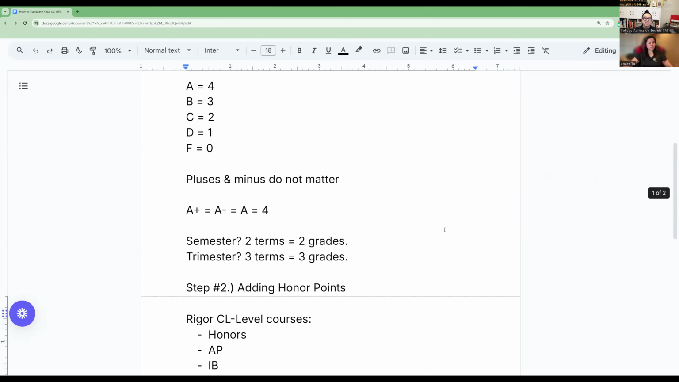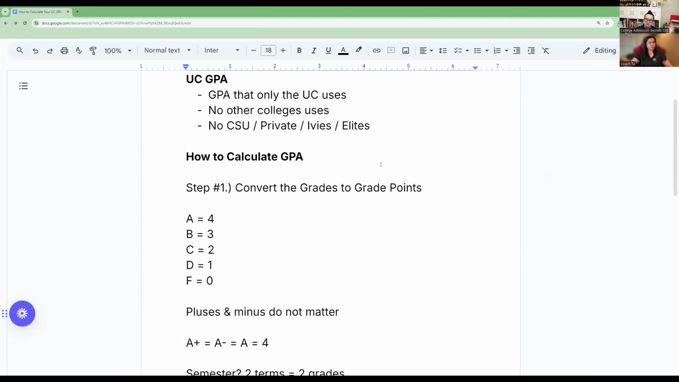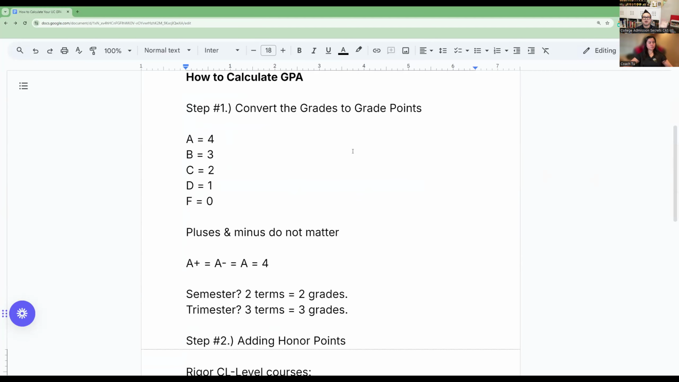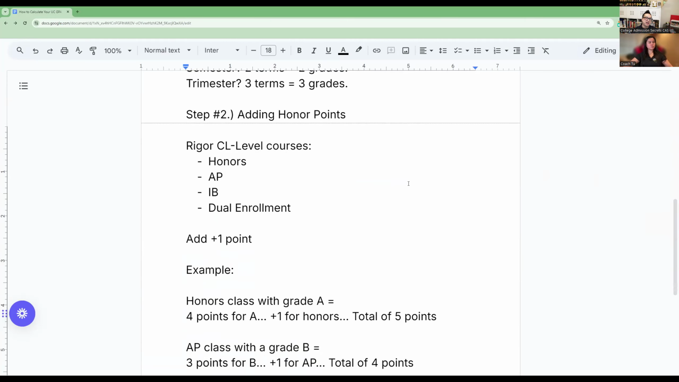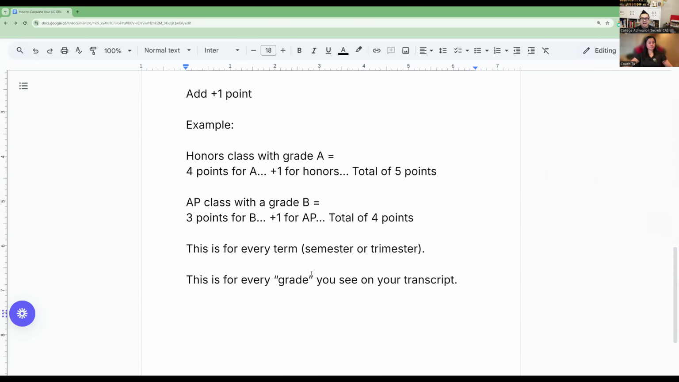Okay, so Coach Two, recap one more time. We're just calculating regular GPA in general, right? So number 1, we're converting our grades to grade points. Number 2, now I added all the honor points for every term, right? Every grade that I got. So what is step number 3?